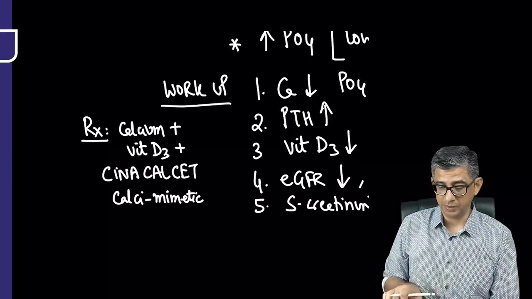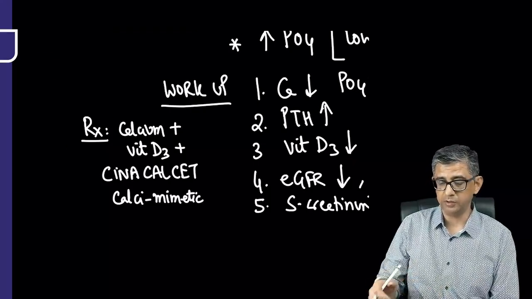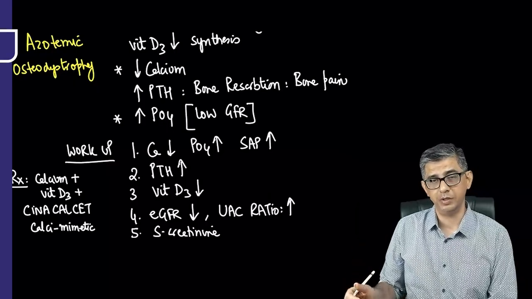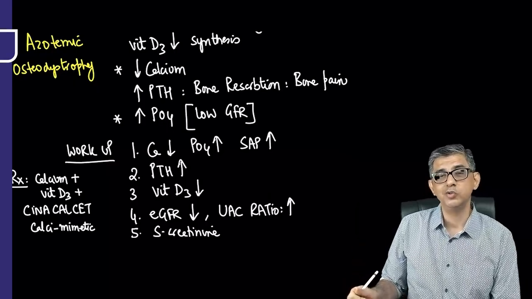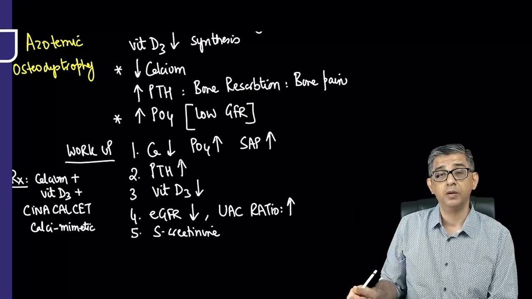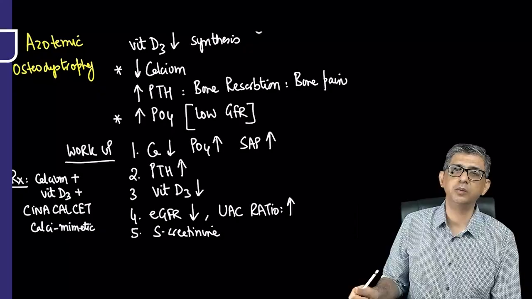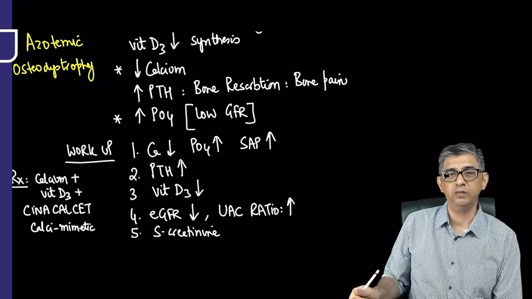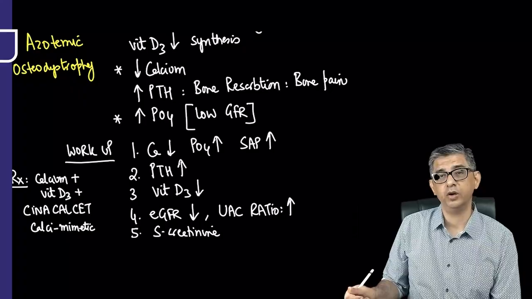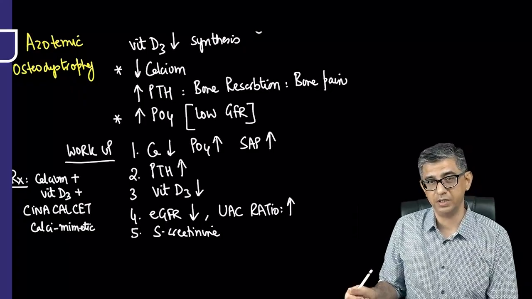And when you shut down the excess PTH production, you are preventing the further bone resorption occurring in this patient, and you will prevent the progression of bone pain, and you will also prevent the development of any unfortunate scenario of a pathological fracture in these patients as well.